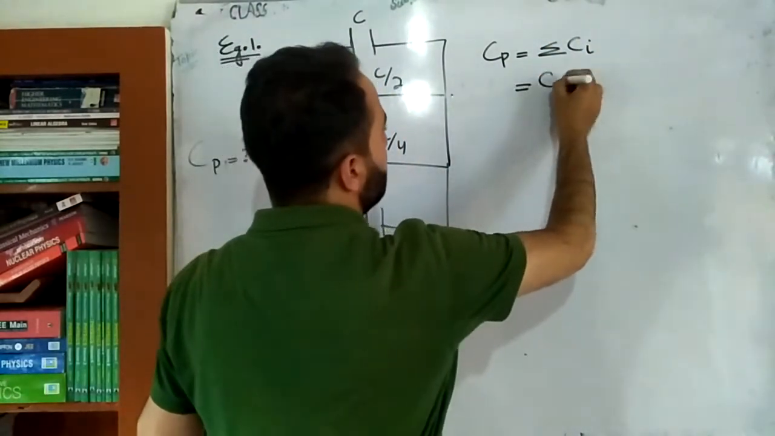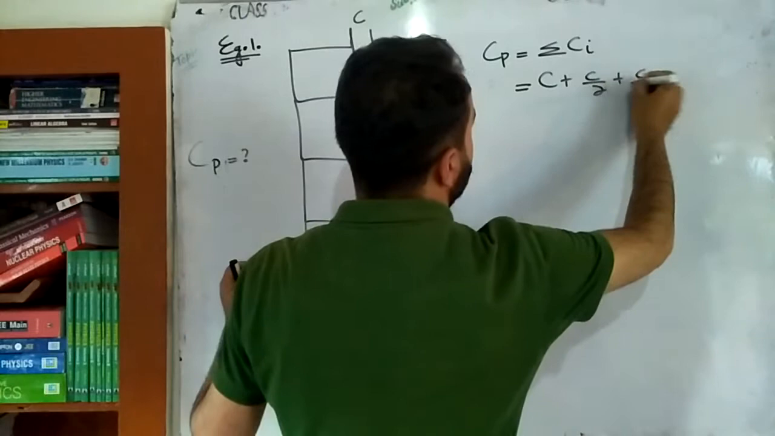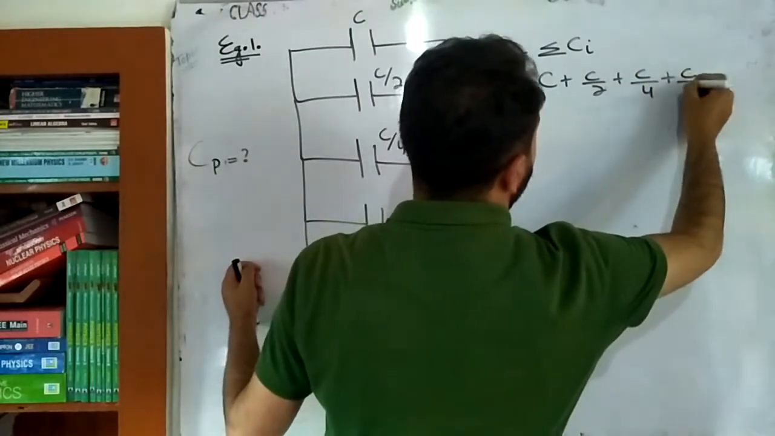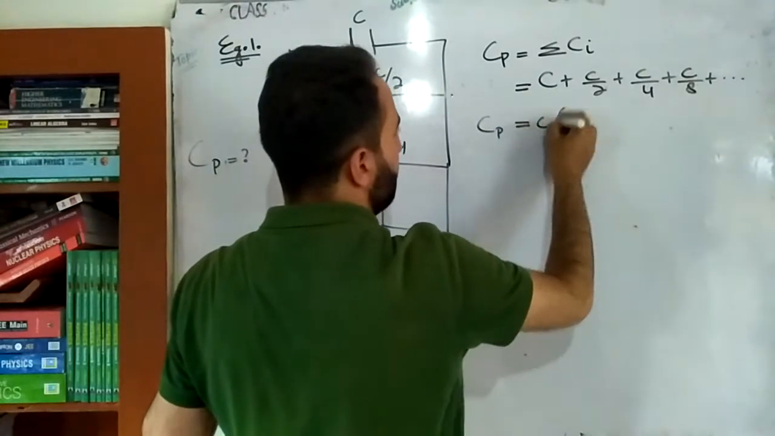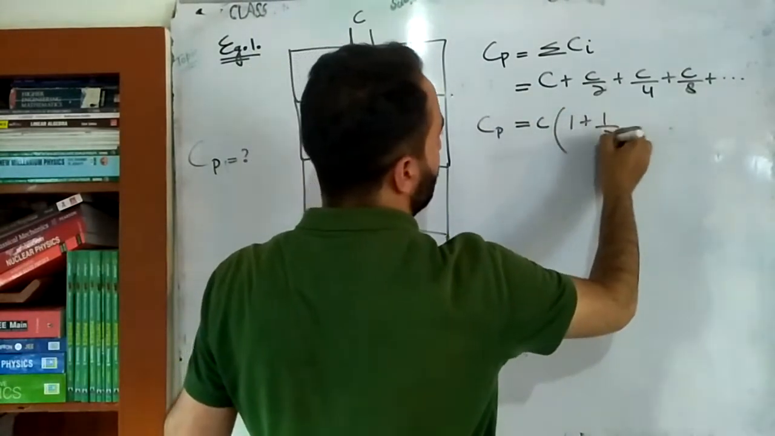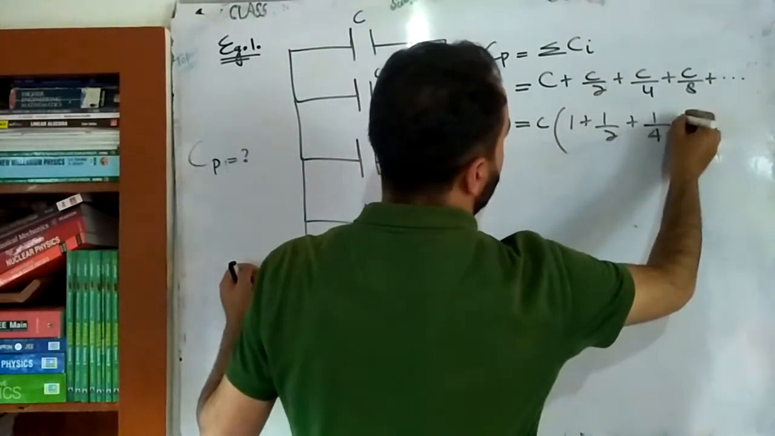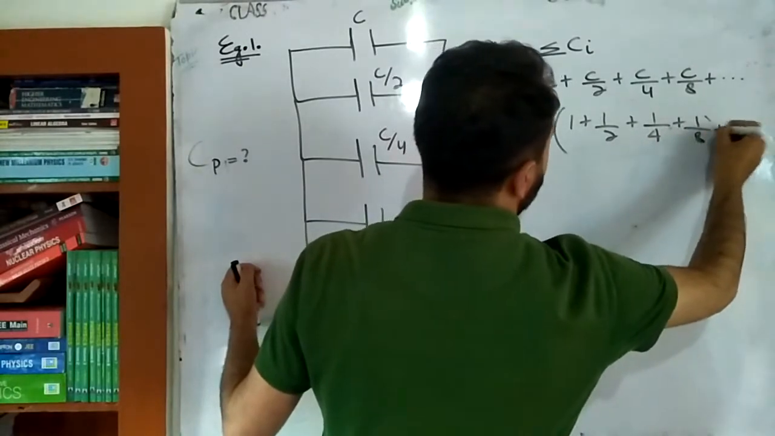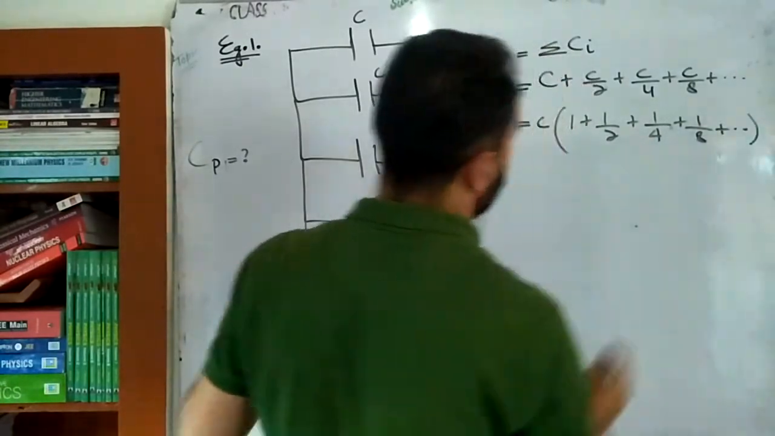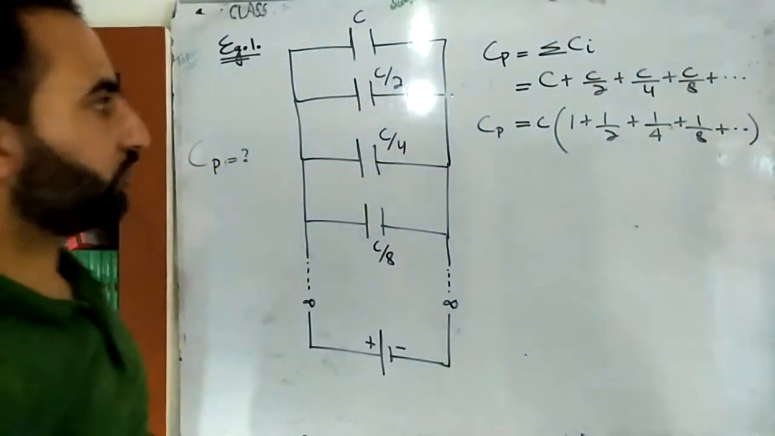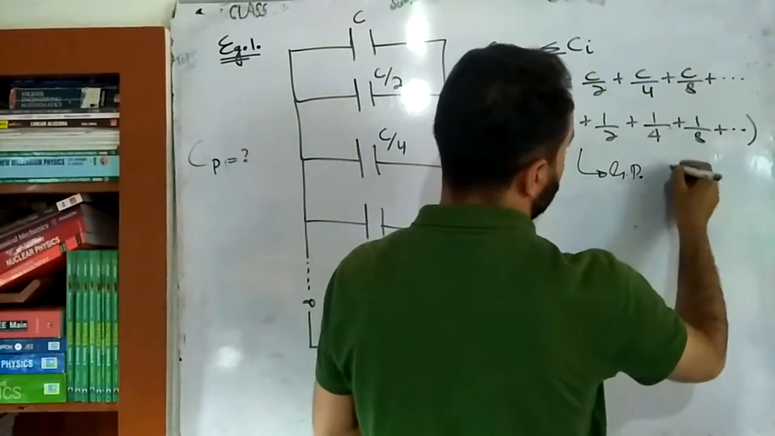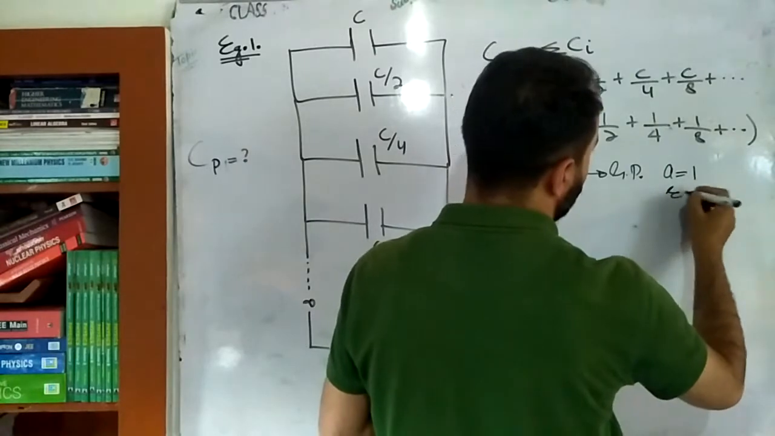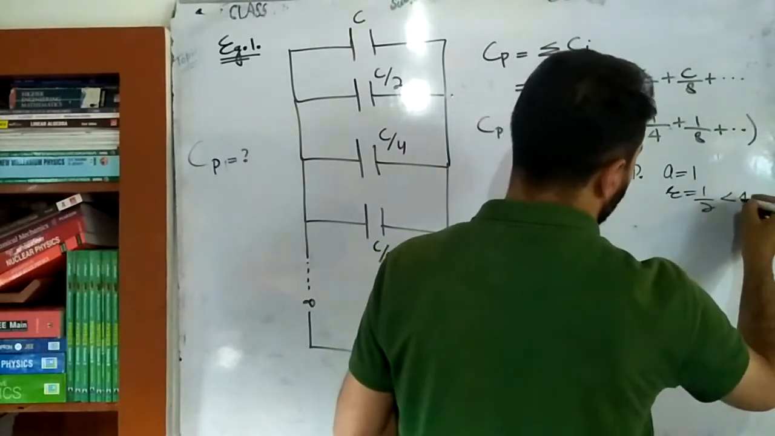That means it's equal to C plus C by 2 plus C divided by 4 plus C divided by 8 plus so on. So Cp will be equal to C. I will take C common. 1 plus 1 by 2 plus 1 by 4 plus 1 divided by 8 plus so on. So again this is a GP, geometric progression, with the first term a equal to 1, with the common ratio r equal to 1 divided by 2, which is less than 1.